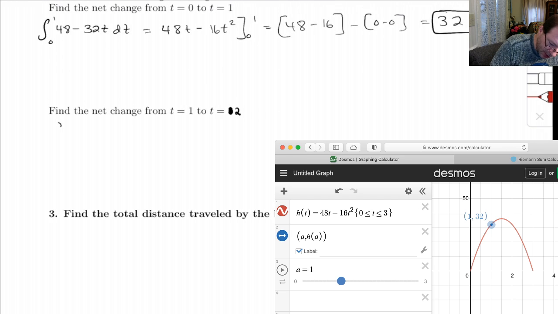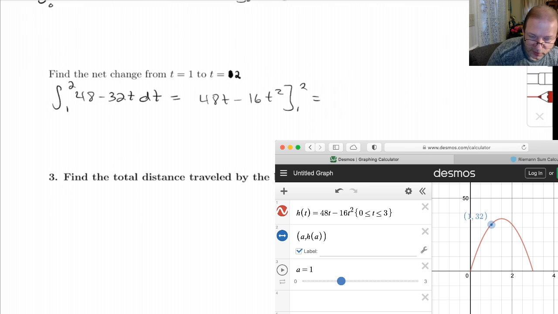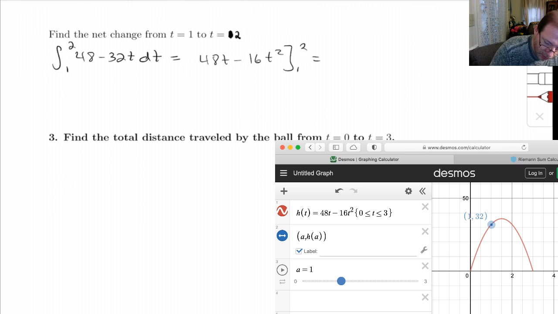Let's just go through and use the net change theorem. We're going to go from 1 to 2 of 48 minus 32t dt. That gives me 48t minus 16t squared from 1 to 2. And when I plug this in, that's going to be 48 times 2 minus 16 times 4 for plugging in the 2. When I plug in the 1, I just get 48 minus 16.